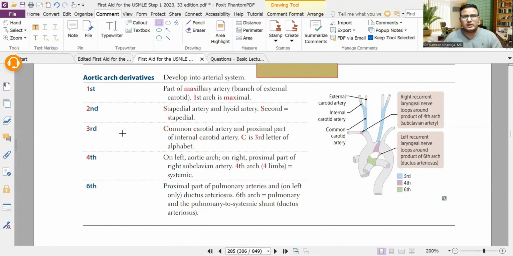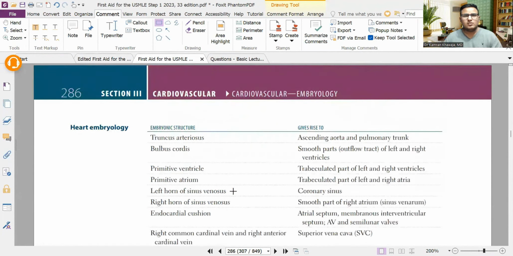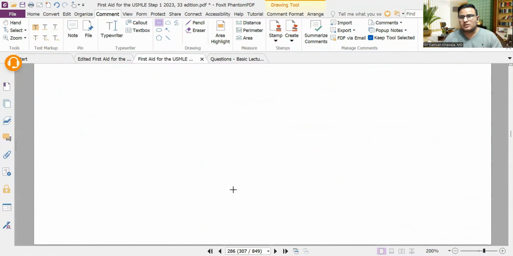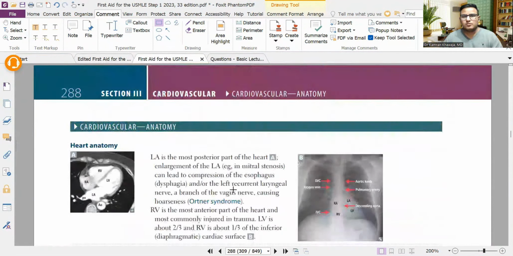Third artery is the common carotid artery, and also the internal carotid artery, but only the proximal part. Fourth: on the left side it is the aortic arch, and on the right it is the proximal part of the right subclavian artery. And sixth is the proximal part of the pulmonary artery. We will discuss more detail in our reproduction section. Don't worry about that.